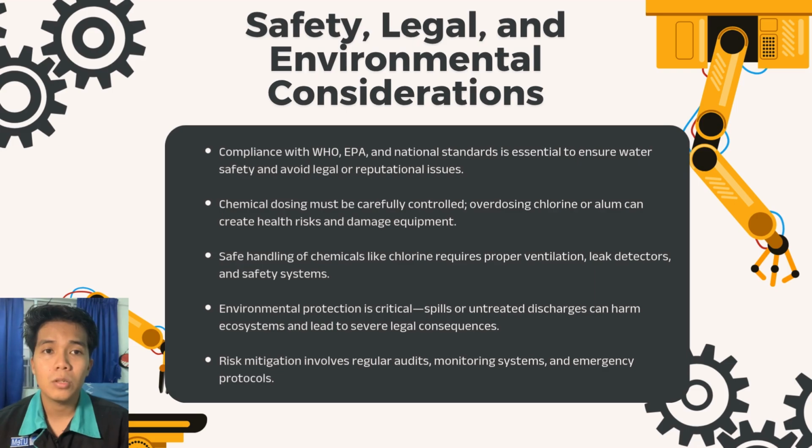First, complying with WHO, EPA and national standards is essential to ensure water safety and avoid legal or reputational issues. Second, chemical dosing must be carefully controlled. Overdosing chlorine or alum can create health risks and damage equipment. Three, safe handling of chemicals like chlorine requires proper ventilation, leak detectors and safety systems. Four, environmental protection is critical. Spills or untreated discharge can harm ecosystems and lead to severe legal consequences. Last, risk mitigation involves regular audits, monitoring systems and emergency protocols.